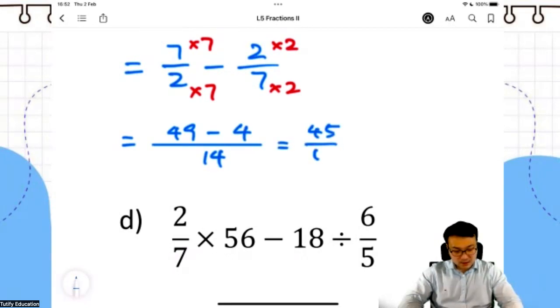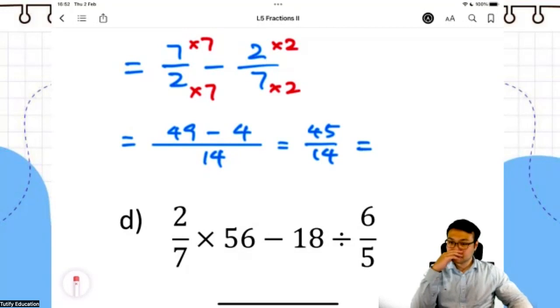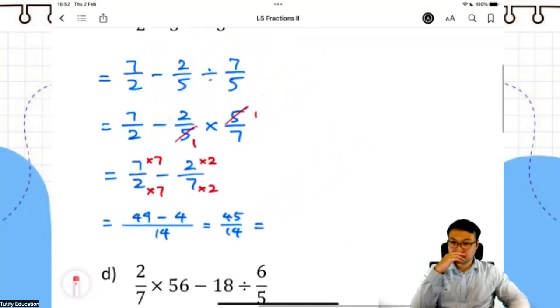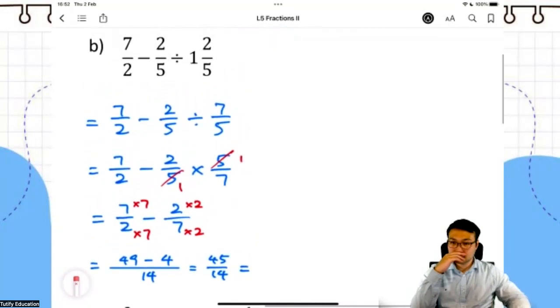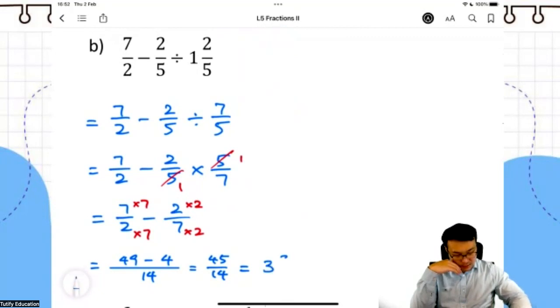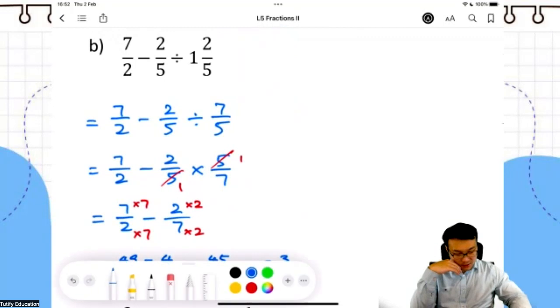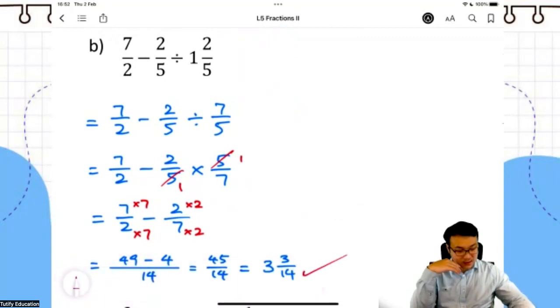And your answer is? 45 over 14. Yes, change into a mixed number. What do you get? 3 and 3 over 14. Got it. Good job, Nicholas. So do you find this easy or difficult? Easy. Well done. Anyone has questions? Yes, Abby, you raise your hand.